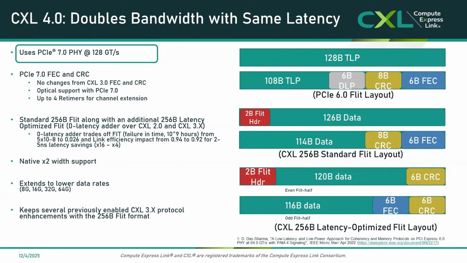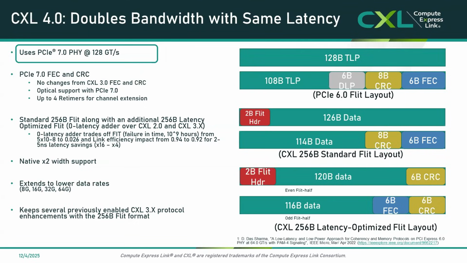So the top picture is the PCI Express 6.0 flit layout. You have 236 bytes for transactions, things like memory read, write, those kind of things. Then you've got 6 bytes of DLP, that is data link level packets, things like ACK, NAK, those kind of things, power management. Then those 248 bytes are protected by 8 bytes of CRC. And then that entire 250 bytes are protected by 6 bytes of FEC, and that's how you get 256 bytes.